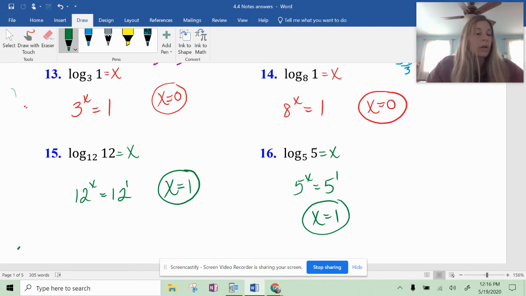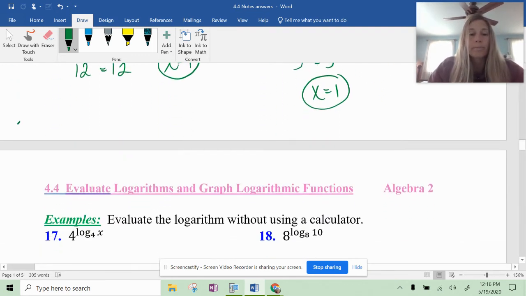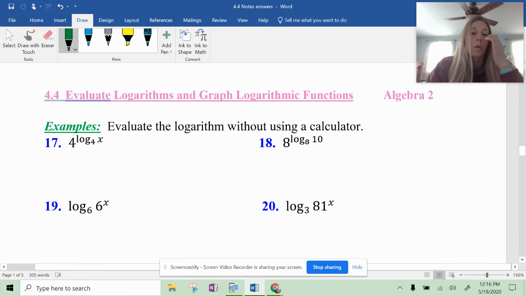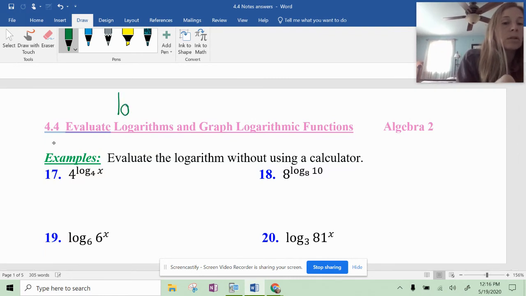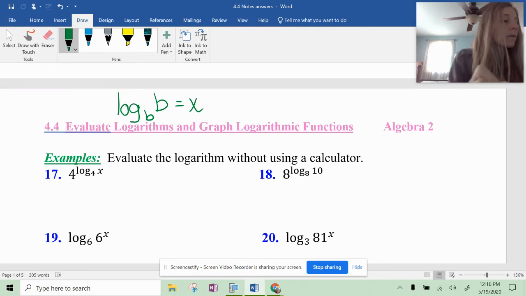So let's move on to the next page. Okay, so evaluating the logarithm without using a calculator. Basically, I'm going to write a couple of important things up at the top here. So if you have log base b of b, the base and this number here are the same, equals x. Oh, my paper got cut off here.